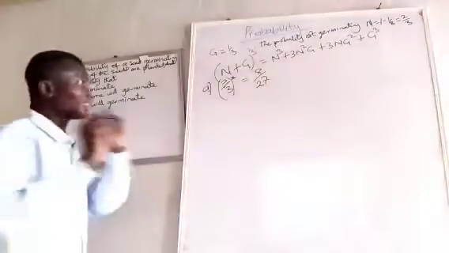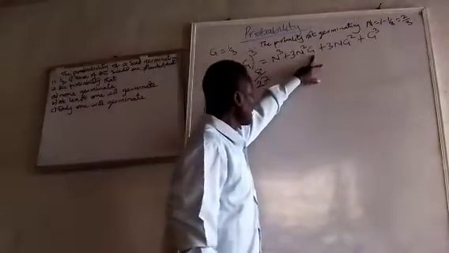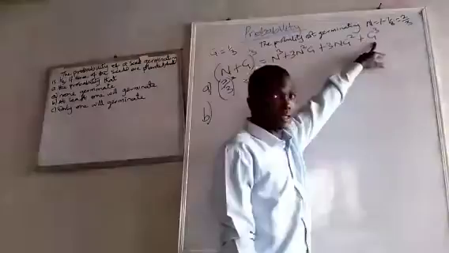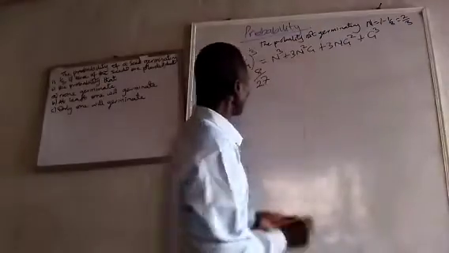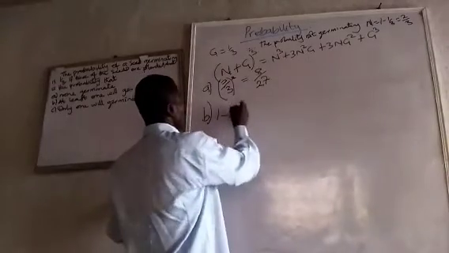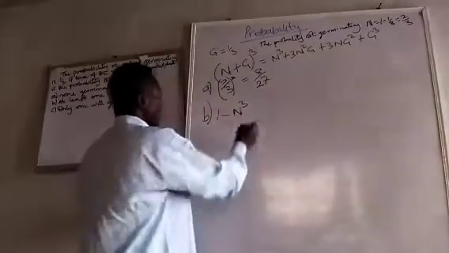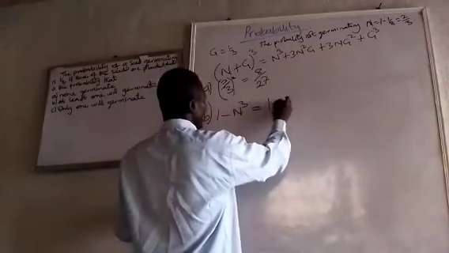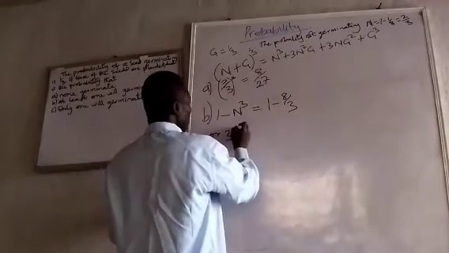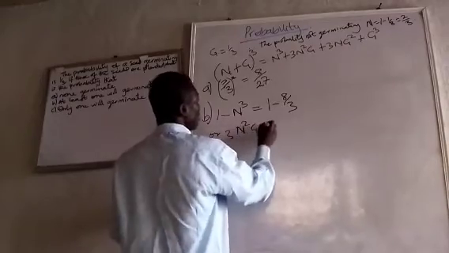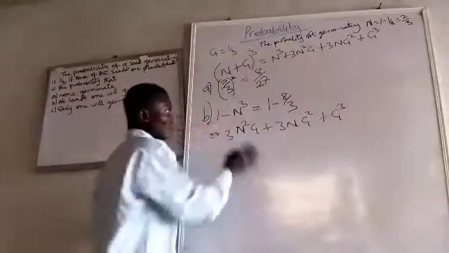For B, at least one germinates. One germinates here, 2 germinates here, 3 germinates here. By the time you add all these expansions, it's going to give you 1. So you can just say 1 minus the probability that all did not germinate. It's going to give you 1 minus 8 over 27. Or you can say 3 N squared G plus 3 N G squared plus G cubed. Depending on how you prefer, but for me that one is okay.